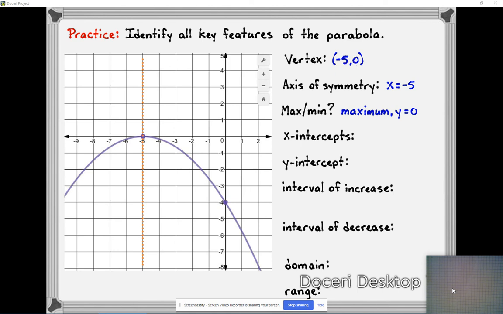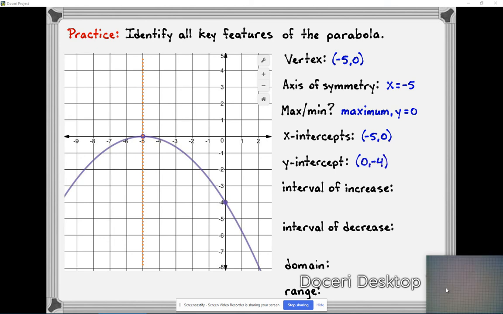All right, in this case, there is actually only one x-intercept, and it's the vertex. So we would say the x-intercept is -5, 0. The y-intercept is this point right here. That point is 0, -4. And so those things should have been pretty easy.